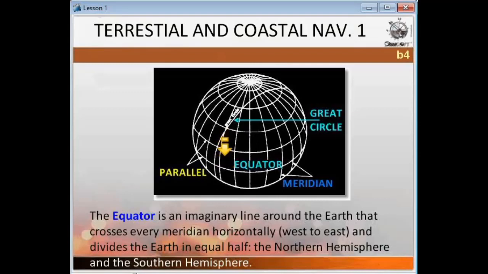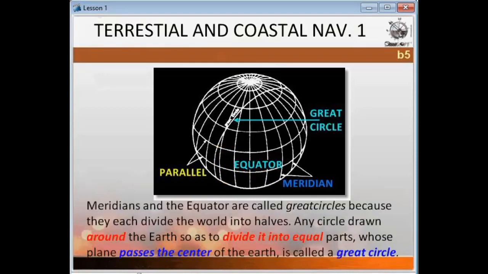The equator is an imaginary line around the Earth that crosses every meridian horizontally, west to east, and divides the Earth in equal halves, the northern hemisphere and the southern hemisphere. Meridians and the equator are called great circles because they each divide the world into halves. Any circle drawn around the Earth so as to divide it into equal parts, whose plane passes through the center of the Earth, is called a great circle.